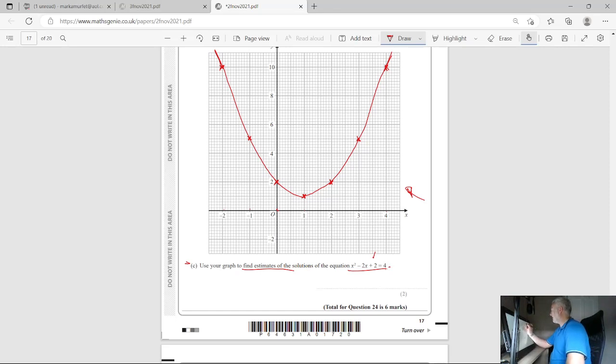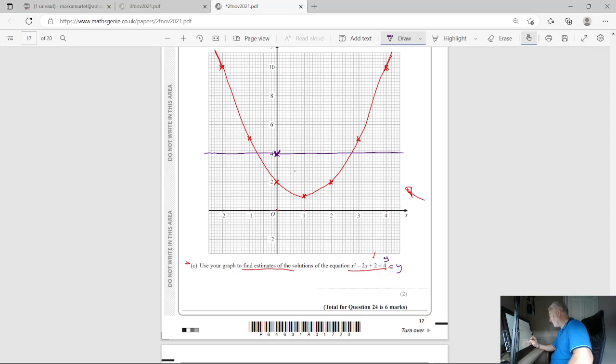So if I draw my line of where y is going to be equal to 4, let's put this one on. Let's say y equals 4 at this point. So let me draw a line across when y equals 4. Remember, that's going to be a horizontal line, because that equals y.